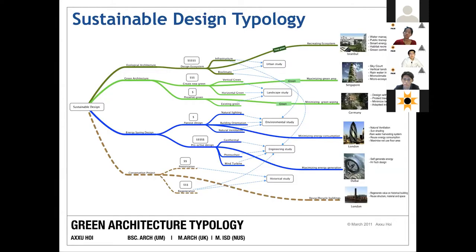And the next study I did is sustainable design typologies, because throughout my practice and my study, I found that a lot of people have questions on what sustainable design actually is. What kind of building is a standard green design? A lot of people think that if you design a building with a lot of greens, that is a green building. If you design a building with solar panels and wind turbines, then that is a sustainable design. But is that true? Are those the only ways that we design sustainable design? Not really.